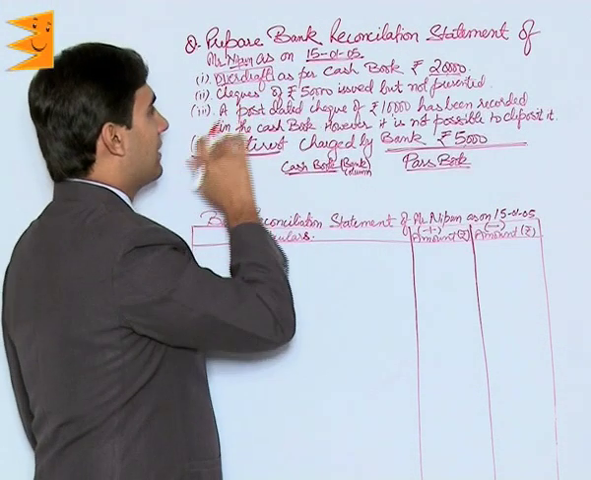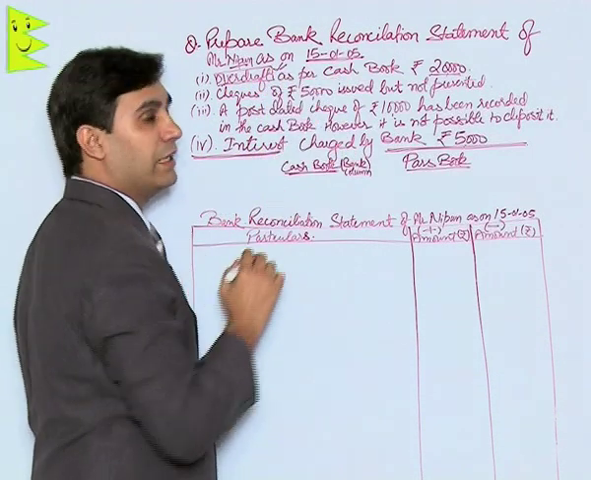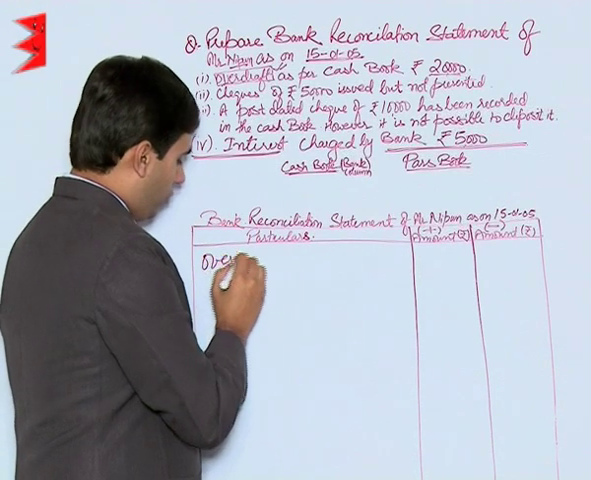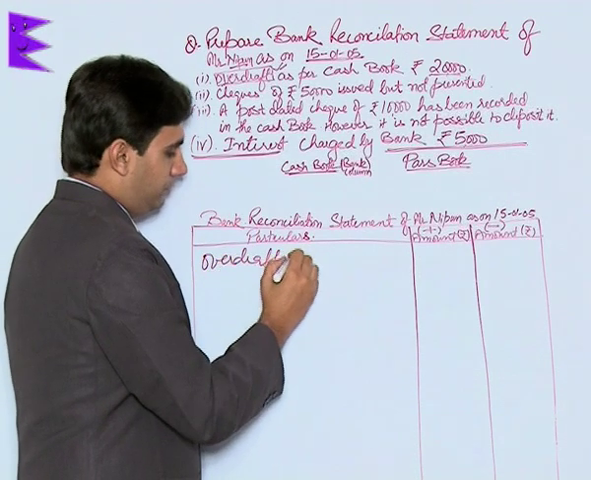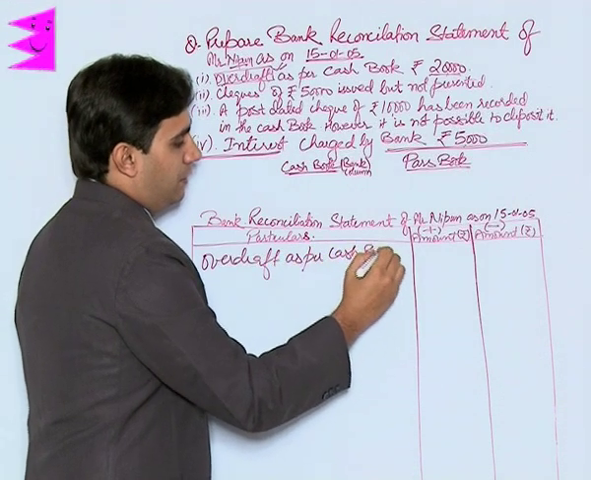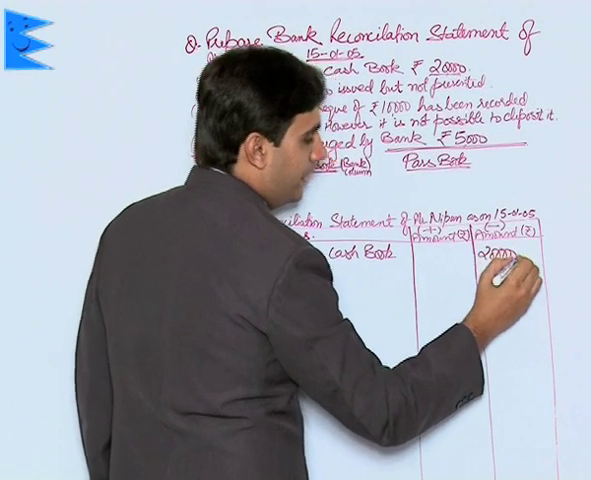Now the first transaction says overdraft as per cash book. Now students, overdraft signifies a negative balance. So it will be written as overdraft as per cash book in the minus column, 20,000.